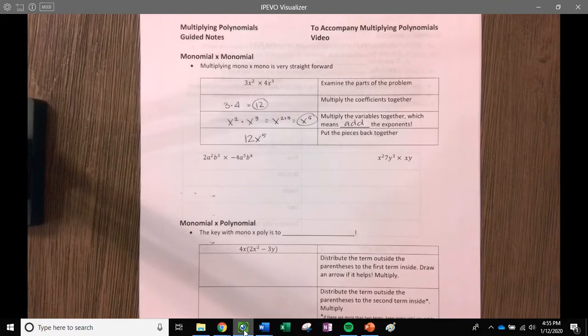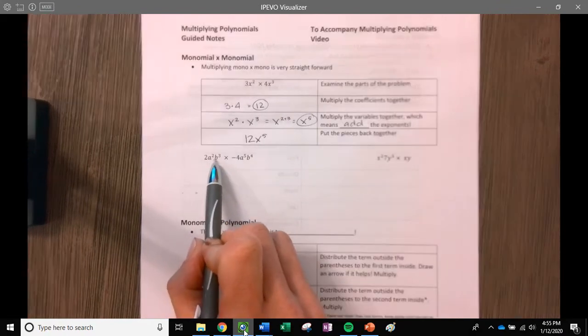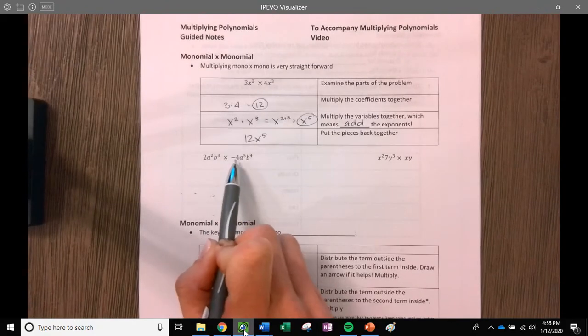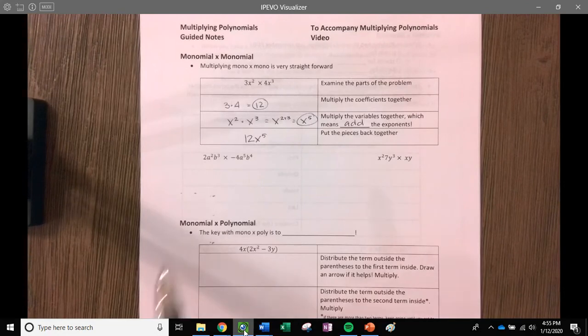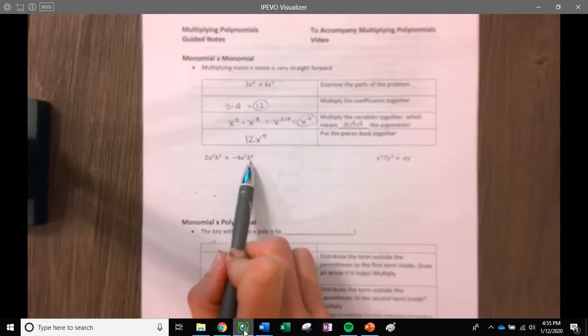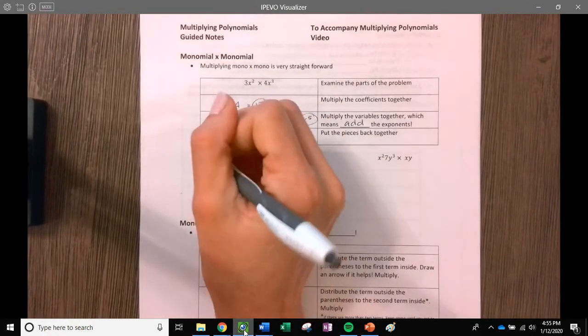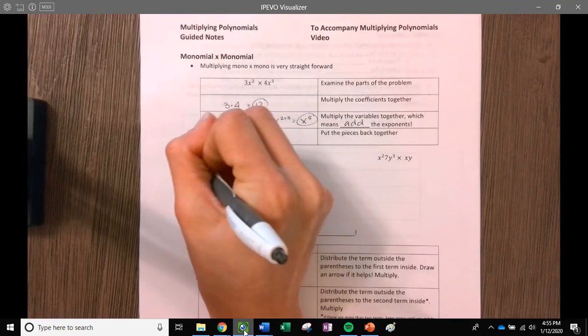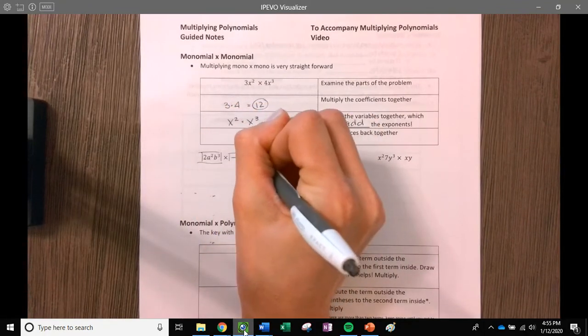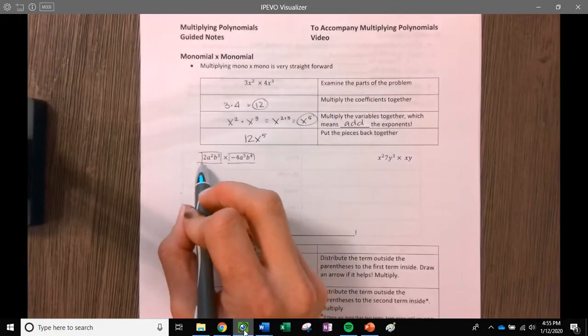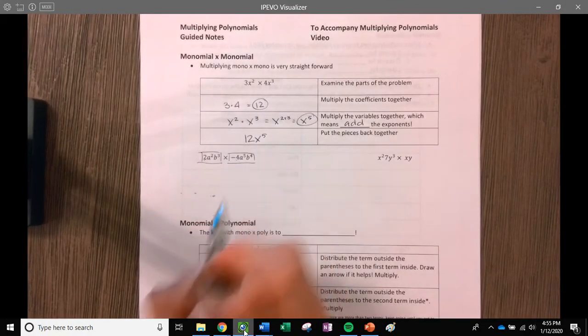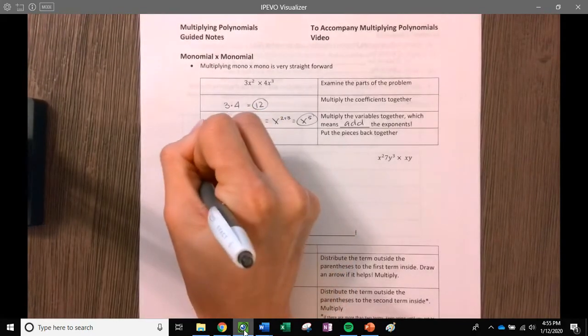Simple, right? We got this. This is no problem. Let's look at 2a squared b cubed times negative 4a to the fifth b to the fourth. Okay, well this might look a little more complicated because we've got two variables with exponents on each of those terms. But you guys, it's still one term times one term. We got this. Let's look at the parts. Coefficients. 2 times negative 4. That's going to give me what?